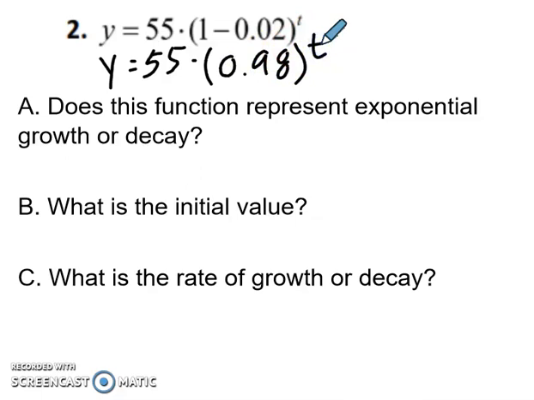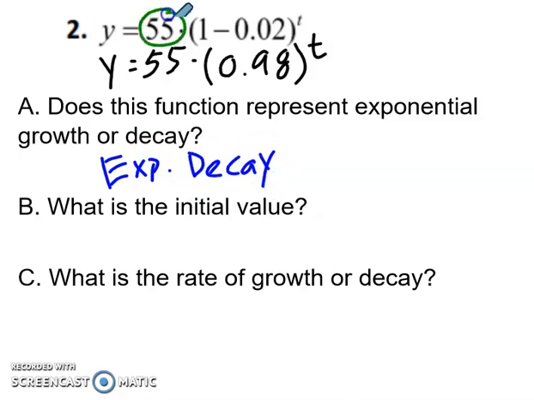Does this function represent exponential growth or decay? Well, since it's less than 1, it's going to actually be exponential decay. What is the initial value? Again, the initial value is our a value, the number that's getting multiplied by the repeated multiplication. So our a value is going to be 55.